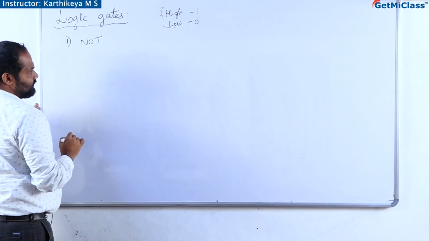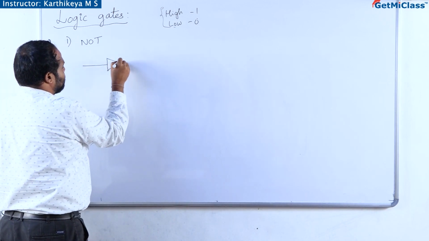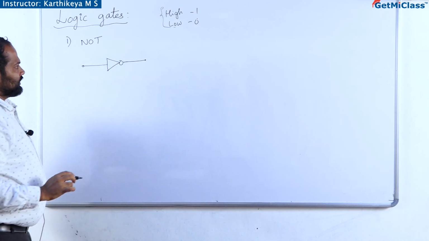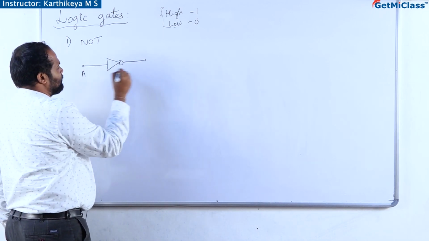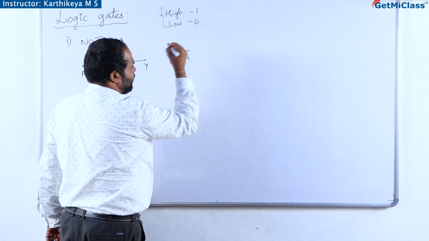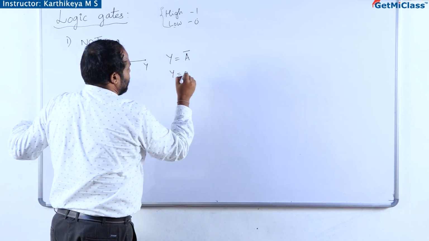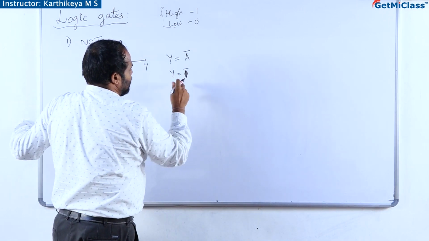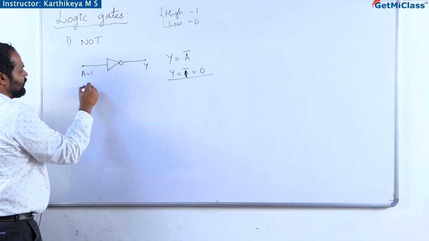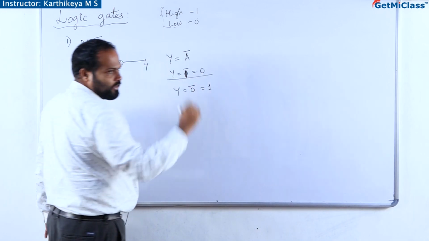One is NOT. The NOT gate is represented by this symbol of a triangle and a dot, which says if A is the input, Y is the output. The function is called complement. Suppose A is 1, then Y will be 1 bar. It is called 1 bar or 1 complement. That value will be 0. Suppose A is 0, then Y is 0 complement, value will be 1.